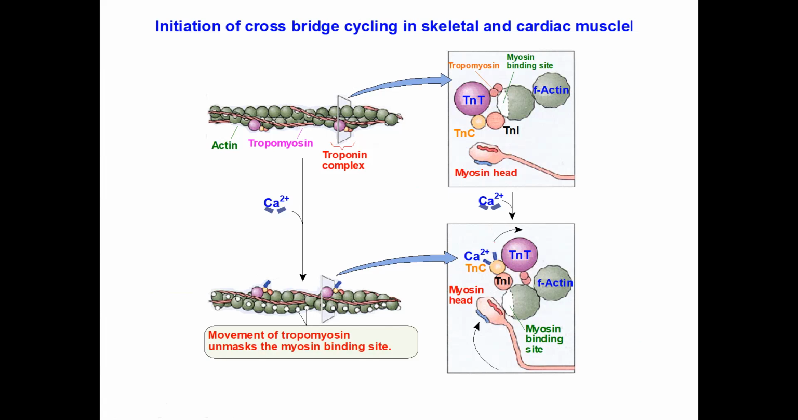The interaction, the mechanical process of cross-bridge cycling is starting. Okay? Calcium binds with troponin C, dissociates troponin I from actin, moves the tropomyosin away, and then the myosin head can go and bind with actin, and the contraction, the cross-bridge cycle starts. Now we go to cross-bridge cycle.